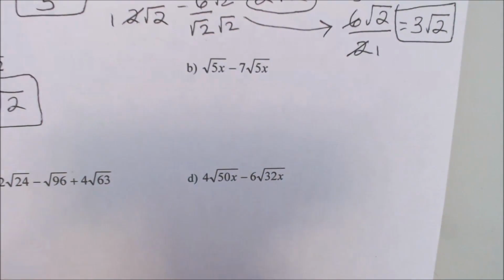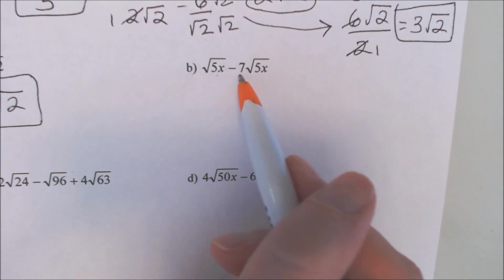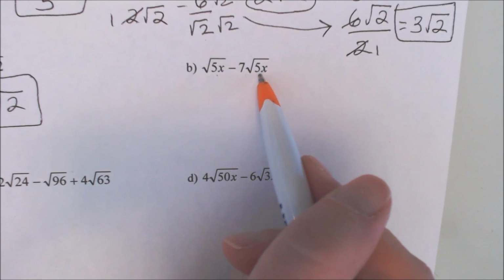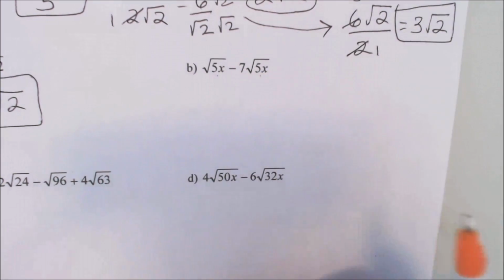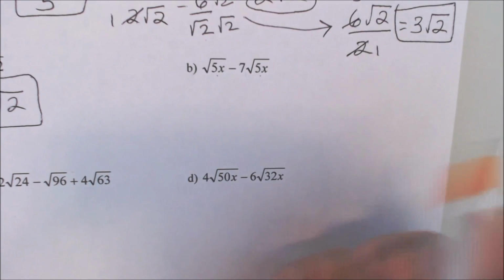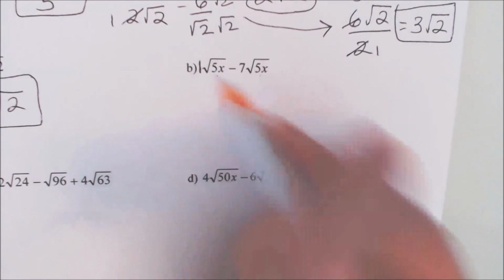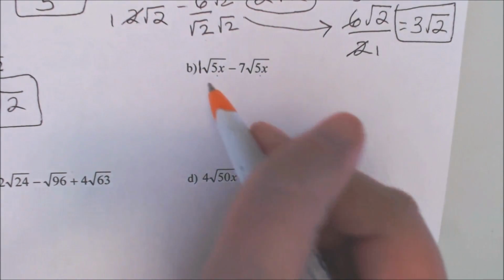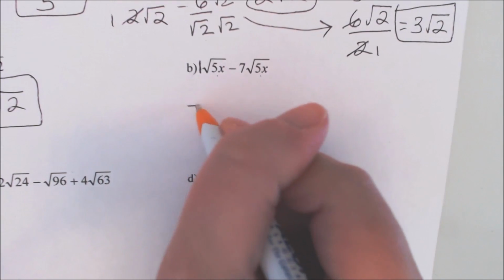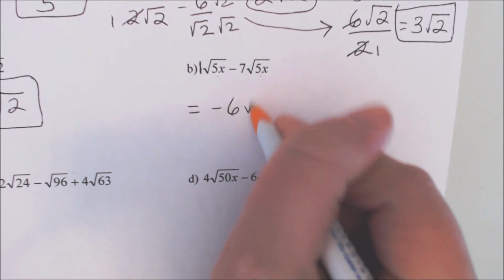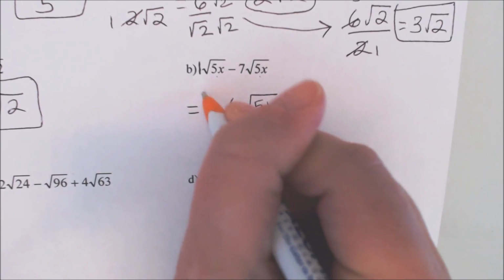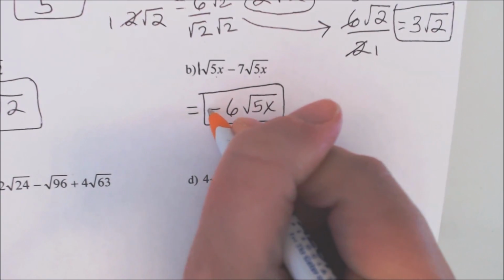Letter B is the same type of question. We've got the square root of 5x minus 7 times the square root of 5x. They're like terms because they both have square root of 5x under the radicals. This is basically a coefficient of 1 in the front. So we have 1 take away 7 gives me negative 6 times the square root of 5x. And those are simplified.